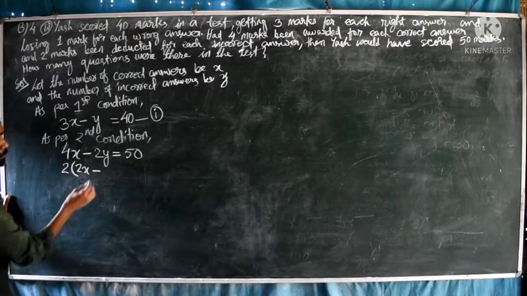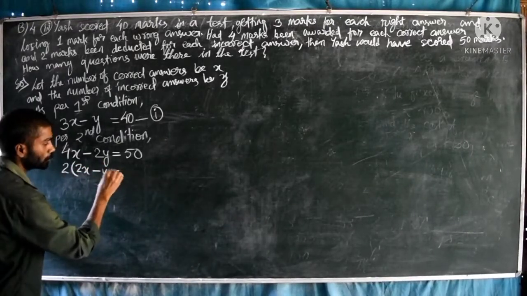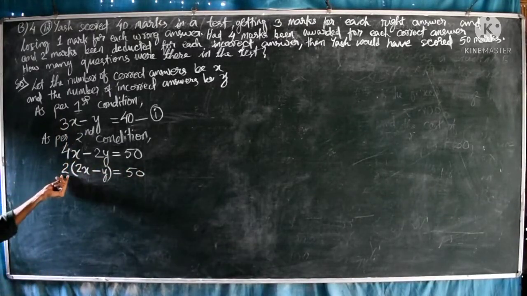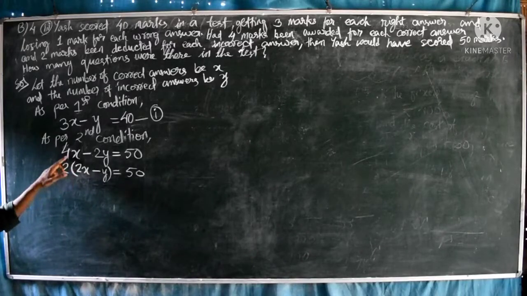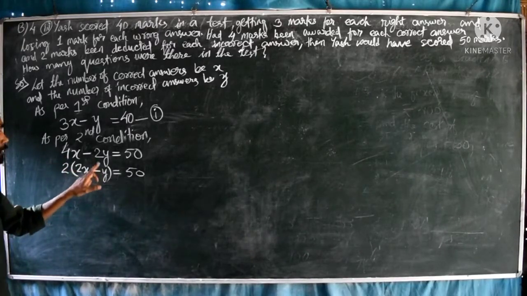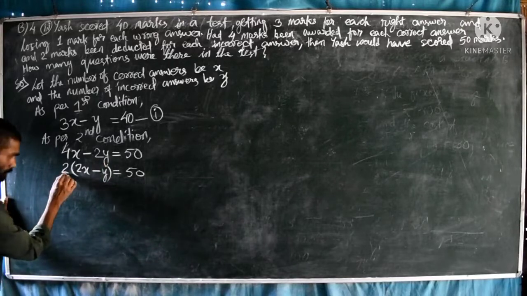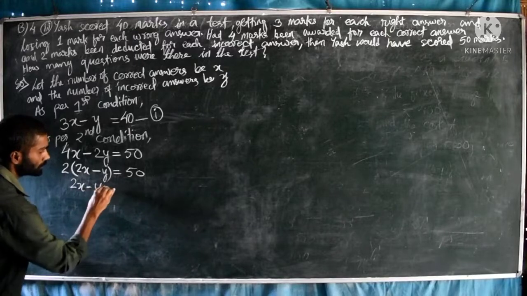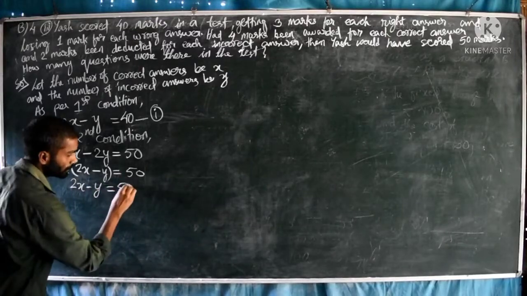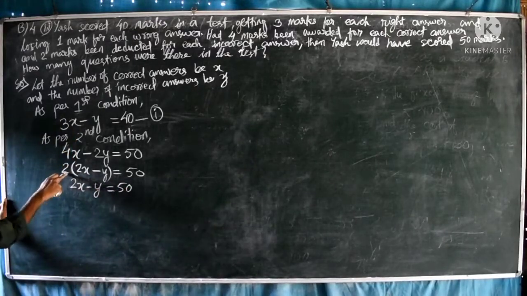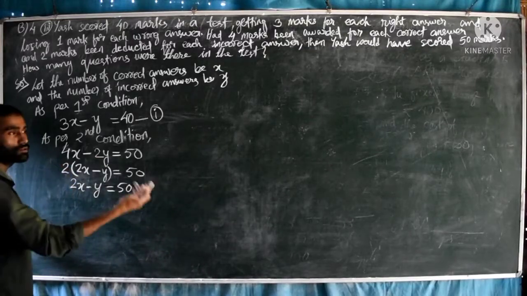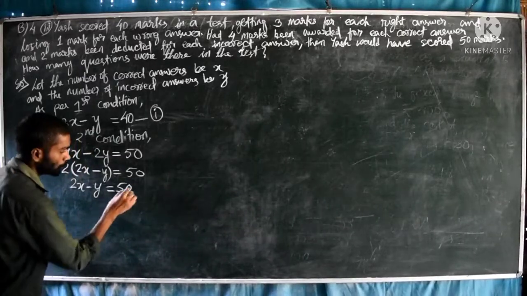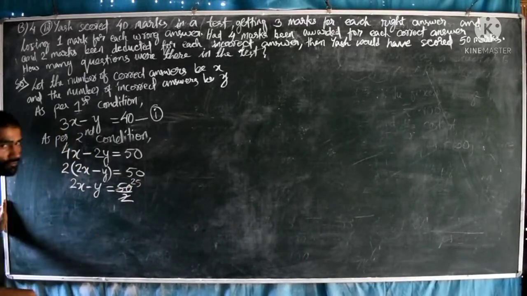2x minus y is equal to 50. We are taking 2 common from here, then 2 we are taking it out. 2 into 2, 4x. Again 2 into y, 2y. Now this 2 will transfer to the other side. 2 is multiplied here, and if we transfer it to the other side, it will change into divided by 2. 25 times 2 it is 50.